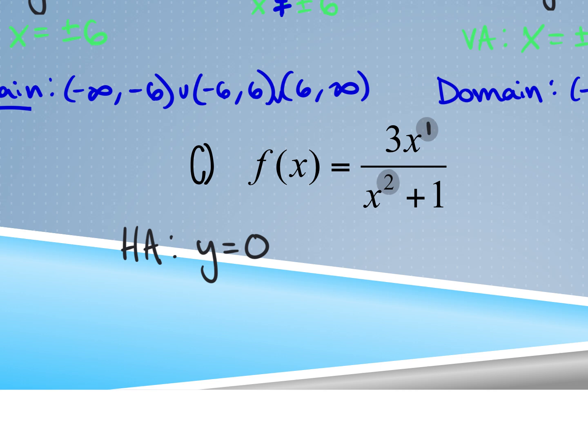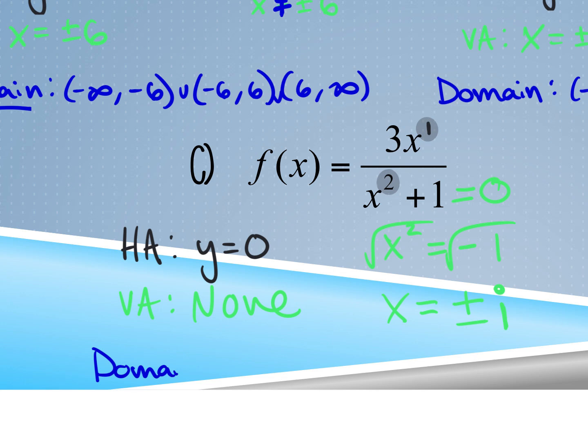Now let's find our vertical asymptote. What do we do to find the vertical asymptote? Set the denominator equal to 0. So x squared, when I subtract the negative 1 to the other side, x squared equals negative 1. What would we do next? Square root both sides. So x equals what? Plus or minus i. Can I have an imaginary vertical asymptote? So what's our vertical asymptote? None.